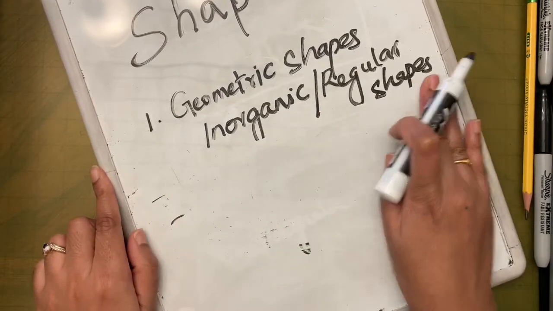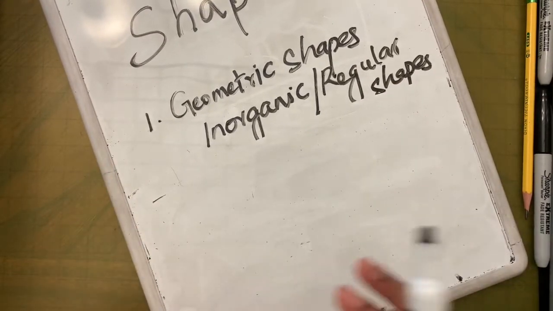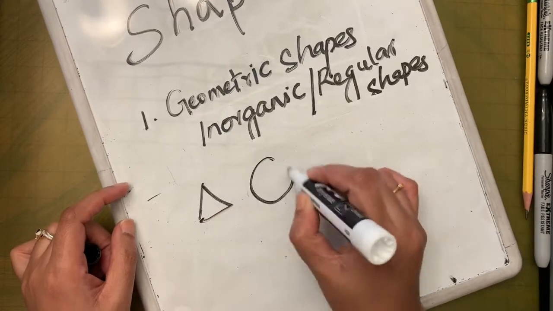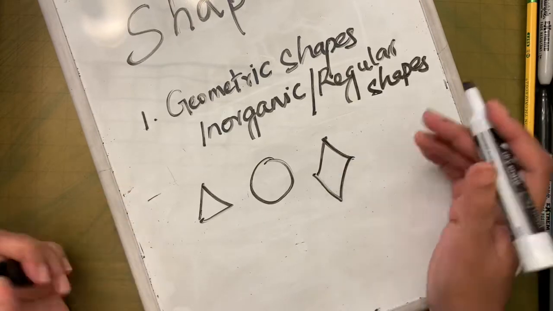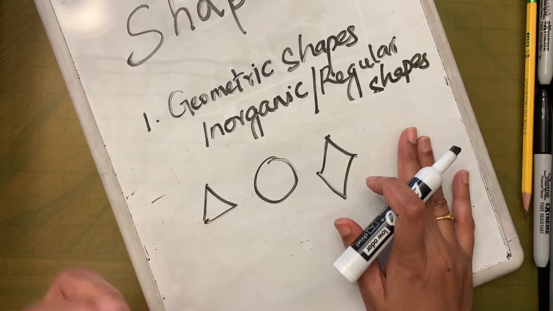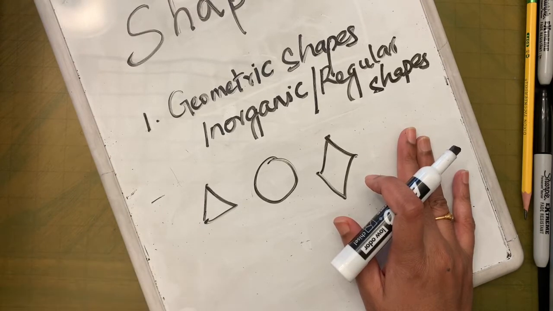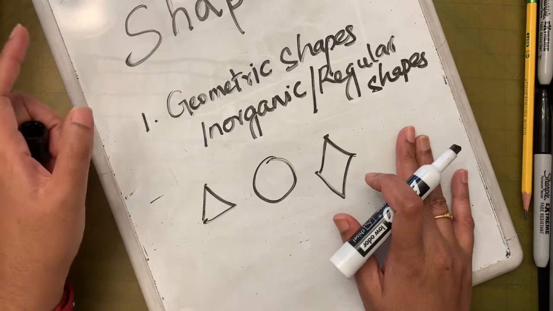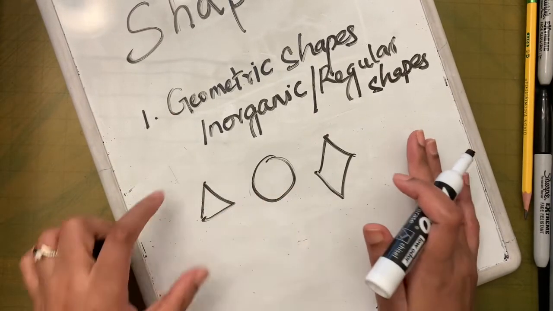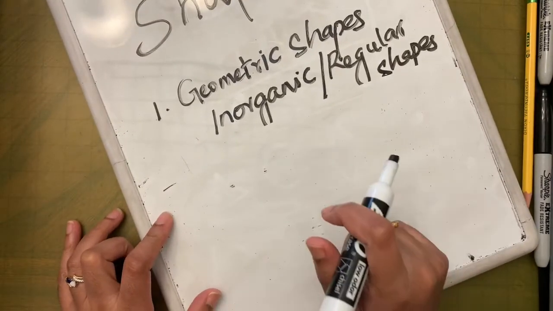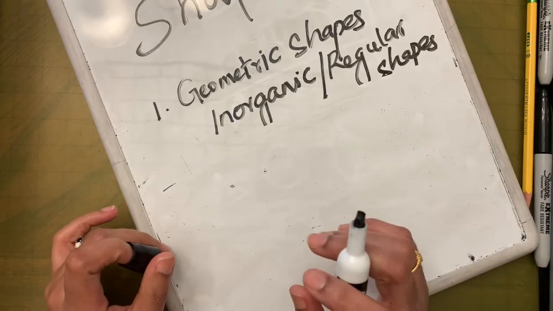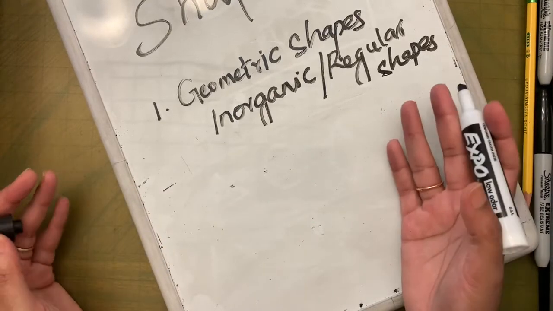So what are geometric shapes? Geometric shapes or regular shapes are like triangle, circle, diamond, any shape that you use in math, or man-made shapes, right? When somebody says triangle, everyone knows what a triangle is and draws a triangle. Everyone identifies this shape as a circle, this as a diamond, right? So these are the geometric shapes. And irregular shapes are shapes that are irregular. Each person will draw them in a different way.